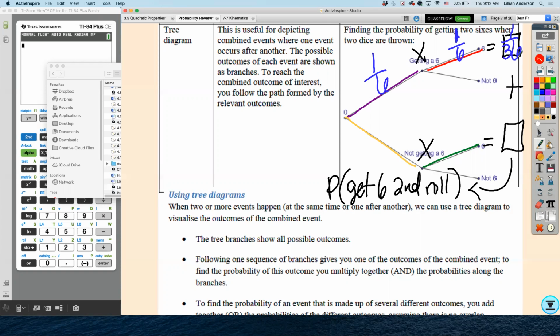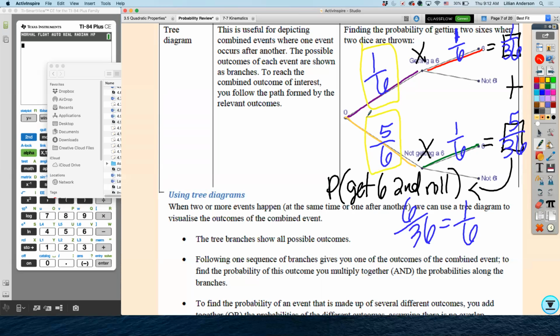What about not getting a 6? What's the probability of not getting a 6? 5 out of 6. And then getting a 6? 1 out of 6. So I multiply those two together. What does that become? 5 over 36. So then you add them together and the probability of getting a 6 on your second roll would be 6 out of 36 or 1/6. As you can see, the branches added up to equal 1.